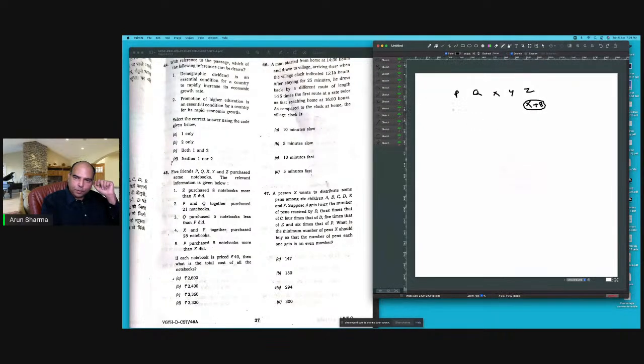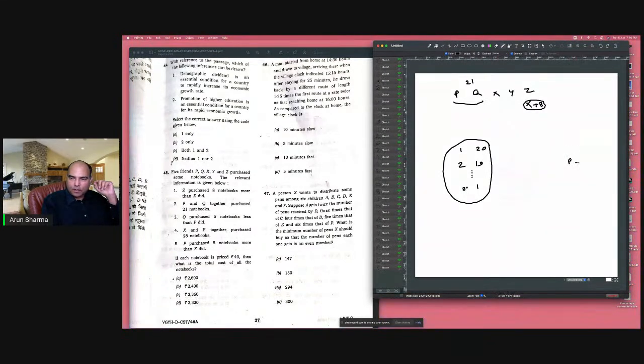P and Q together purchase 21, so this sum is 21. This could be 1 and 20, 2 and 19, all the way to 21. Anything can be, let's move ahead. Q purchased 5 notebooks less than P. Now PQ is 21, the sum of PQ is 21, and the difference is 5. So this can only happen with 13 and 8. I found this using mental maths. So this can only be 13, 8.